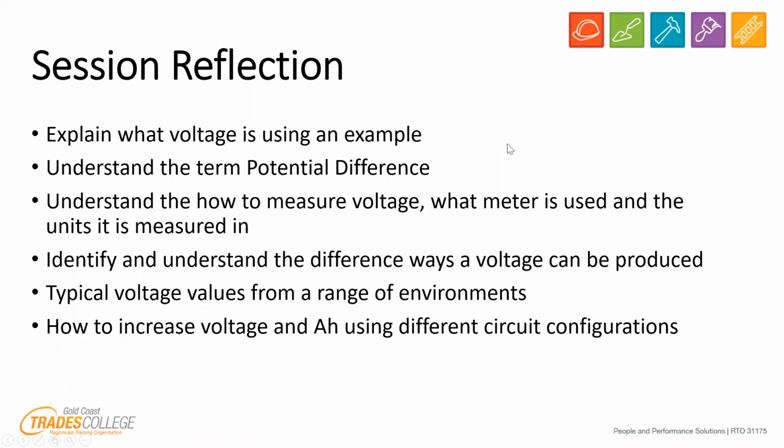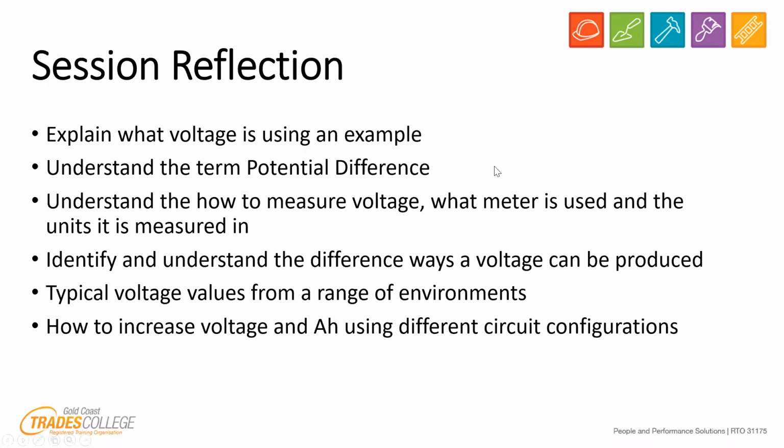When we're done, explain what voltage is using an example. We should be able to say that it's the pressure that pushes through the circuit. Your example could be water pressure, air pressure, or electrical pressure, whatever. Potential difference, the difference in electrons from one place to the other, measured in volts. Understand how to measure voltage. We measure it by comparing from the red to the black, from one side to the other.